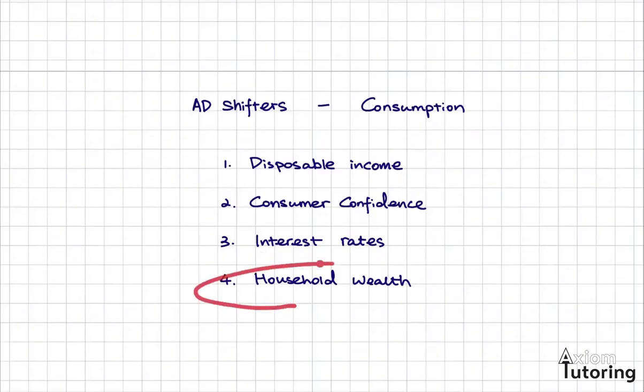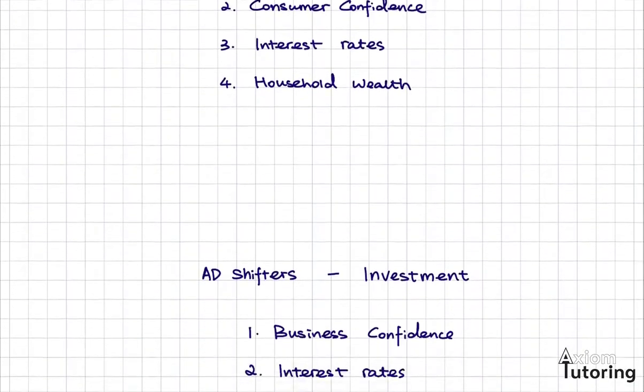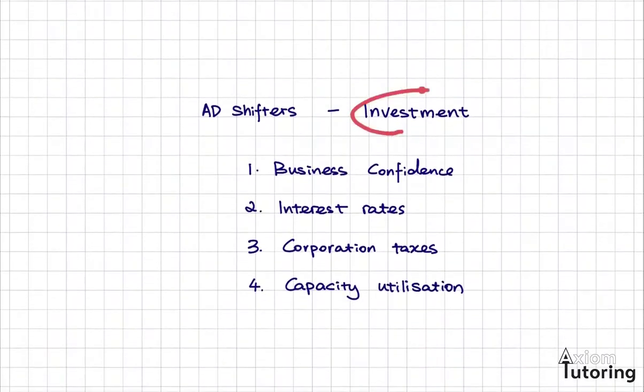Finally, household wealth. If house prices or share prices rise, asset-owning households may feel wealthier, and they may increase spending even if their current income has not changed. And this is known as a positive wealth effect. However, rising house prices do not benefit everyone equally. Well, now let's look at the second AD shifter, investment.